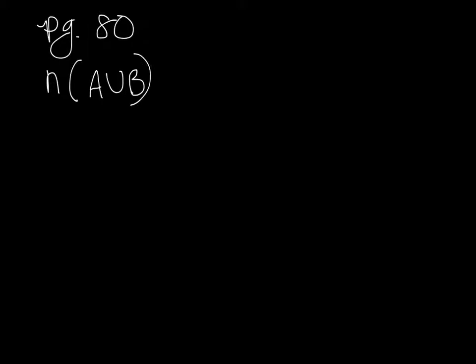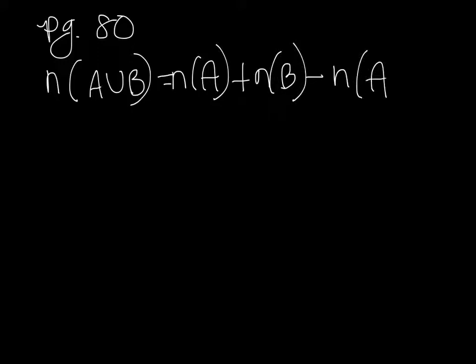Okay, so I am looking on page 80 of your book. And on page 79 of your book, at the very bottom, there is a formula for the cardinality number of the union of finite sets. And it basically says the cardinality of A union B is equal to the cardinality of A plus the cardinality of B minus the cardinality of A intersection B.